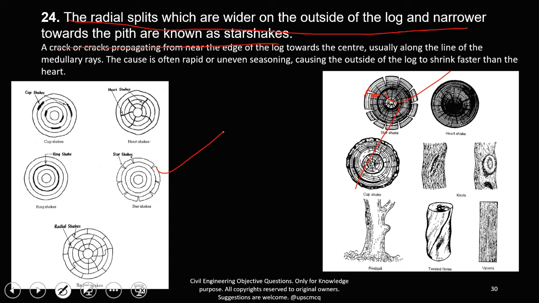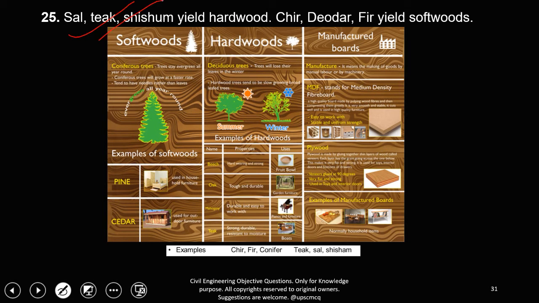Now, defects or these shakes can be of different types. Therefore, cup shakes, heart shakes, ring shakes, radial shakes. These are the shakes. And if this type of projection is observed, these are known as rindgall. And if the fibers are twisted, it is twisted fibers, and these are knots. These kind of projections that arise out. But if the projection is more and it is due to uncut trees or branches, it is known as rindgall. Sal, teak, shisham yield hardwood, cher, deodar, fir yield softwoods, already said.